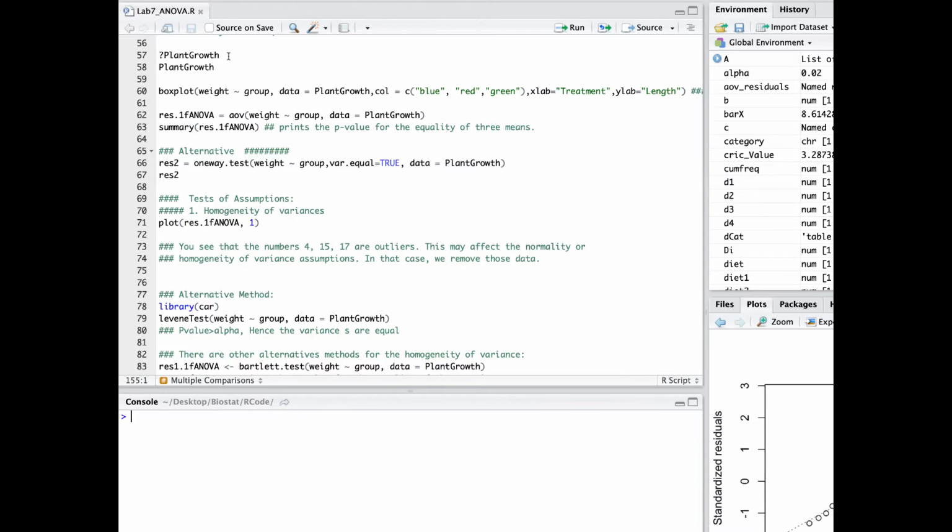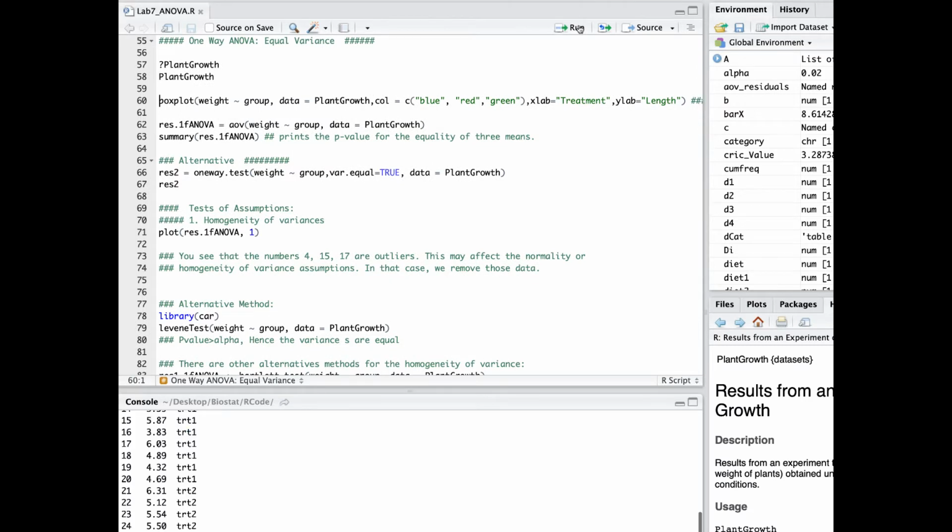So for example, let's see this one. This is the built-in data PlantGrowth. You see that in PlantGrowth, the weight is the actual data, and in the group, there are different groups. There are the control group, and then the treatment one group, and then the treatment two group, and so on.